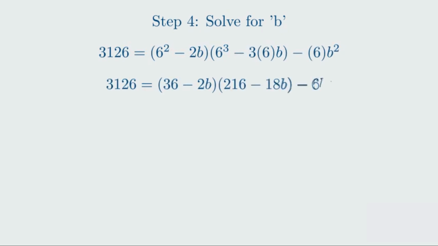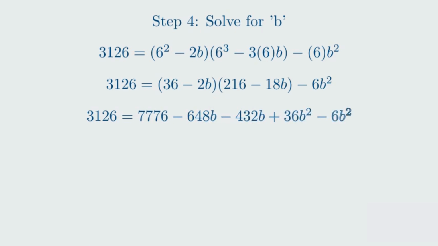Remember, we know a equals 6, and x to the fifth plus y to the fifth equals 3,126. So, our identity becomes 3,126 equals 36 minus 2b times 216 minus 18b, minus 6b squared. Let's expand the parentheses on the right side. This gives us 7,776 minus 648b minus 432b plus 36b squared, all minus 6b squared. Now, we combine the like terms, which simplifies the equation. We get 3,126 equals 7,776 minus 1,080b plus 30b squared.